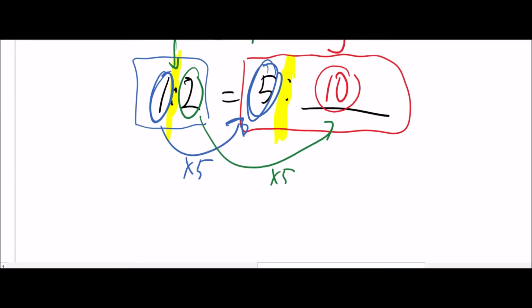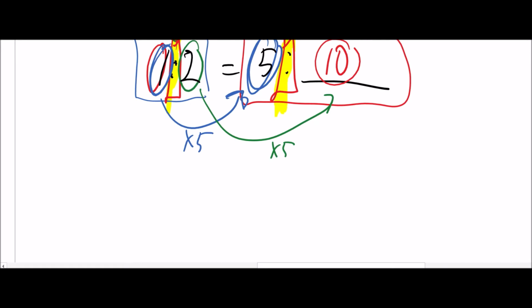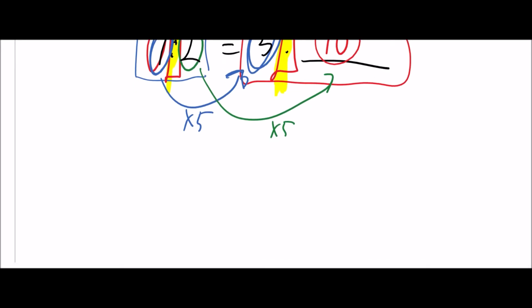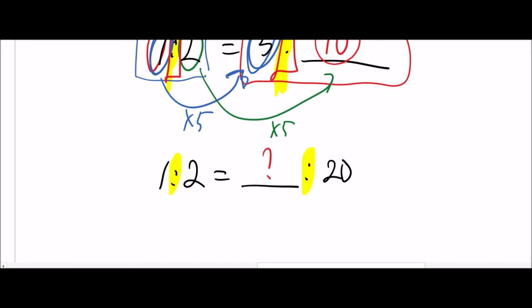Now I mentioned that we must be careful of the position of the number. For instance, this one is to the left hand side of the semicolon, because you might compare it to the wrong number. Let's take a look again. For the same ratio 1 is to 2, let's say now it's equal to something is to 20. Now in this case it's a bit special. The unknown is to the left hand side of this semicolon over here. So which number are we going to compare it to? Is it 1 or 2?